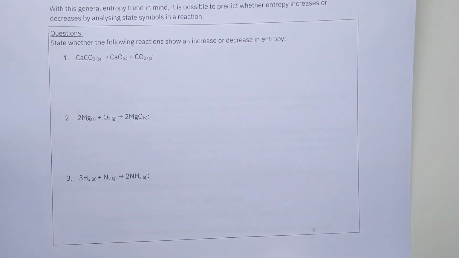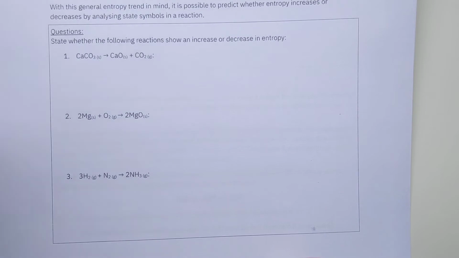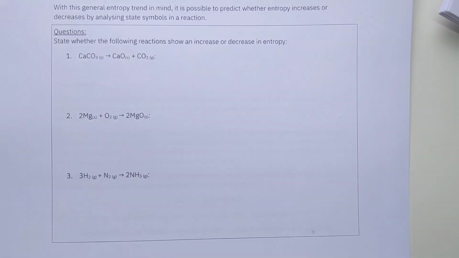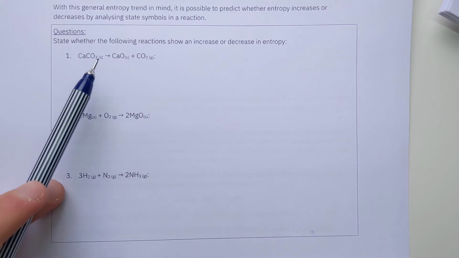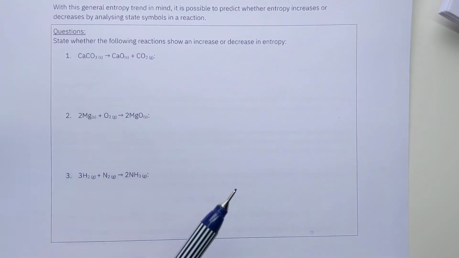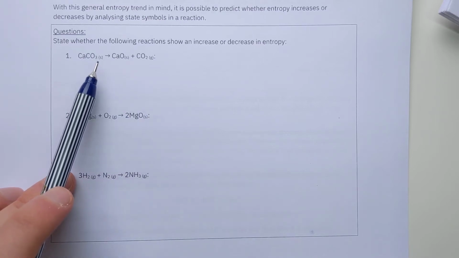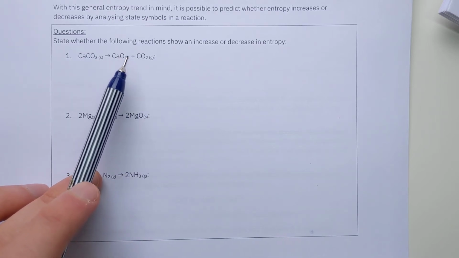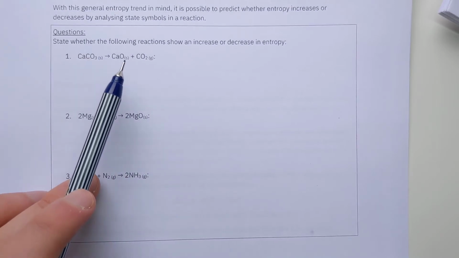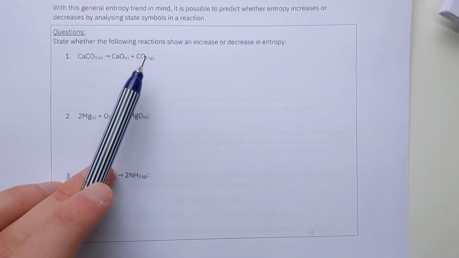All you have to do here is state and probably explain whether the following reactions show an increase or decrease in entropy. And the key thing for the style of question is to analyse your state symbols. The actual chemical substances don't matter that much. In this first reaction we start with a solid. It breaks apart to form a solid plus a gas. In terms of what we know, solids tend to have low entropy and gases tend to have a high entropy.